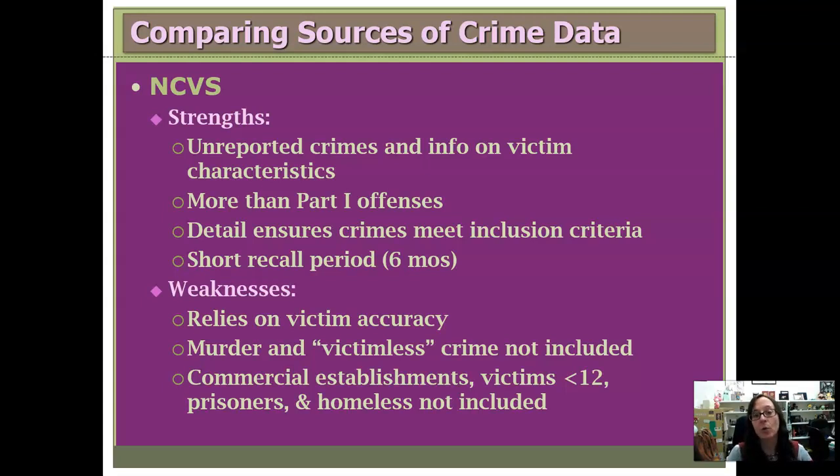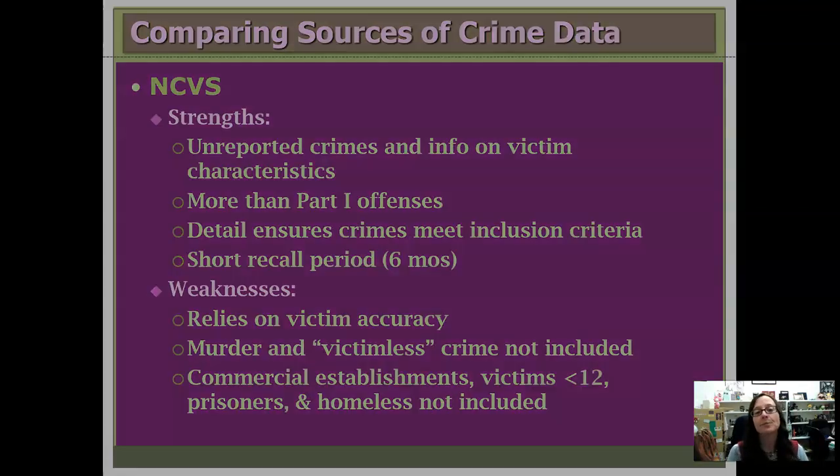Because there's an actual household the NCVS has to actually go to, the researchers. And also, as we know, it doesn't include victims under the age of 12. So those are some notable weaknesses of the NCVS.